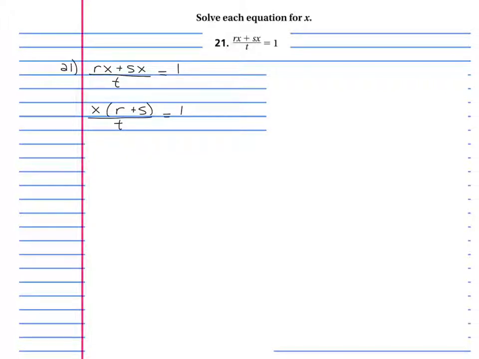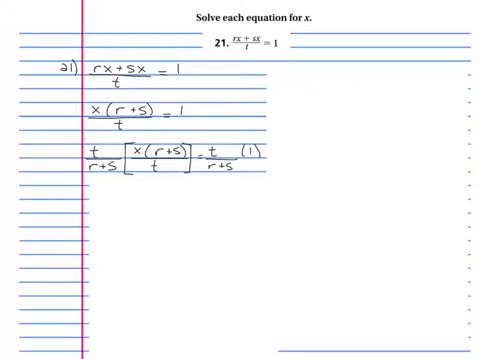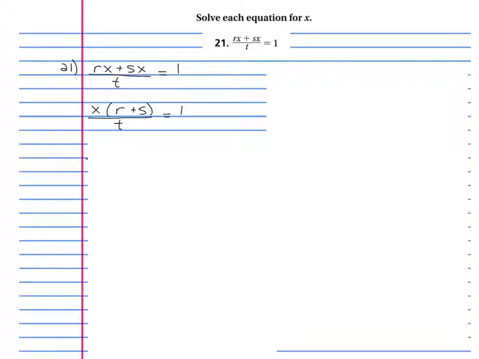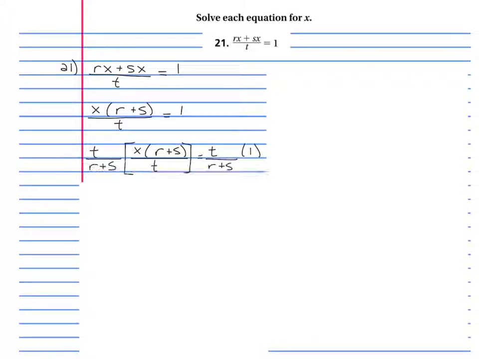Now, essentially, what I want you to see this as is x being multiplied by this fraction, (r plus s) over t. And how do we undo when something is multiplied by a fraction? We multiply it by its reciprocal. So what is the reciprocal of (r plus s) over t? t over (r plus s).